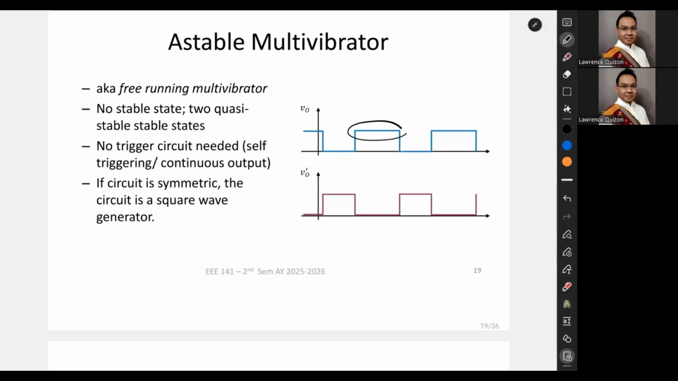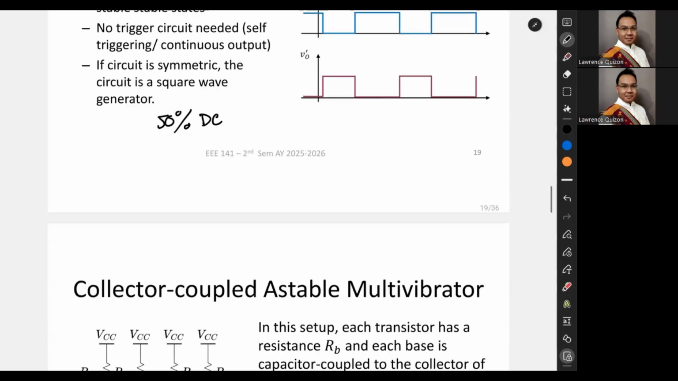Then there is no trigger circuit needed because it's self-triggering. It has a continuous output. It doesn't need you to tell it when to change. And if the circuit is symmetric, this becomes a square wave generator. So here it's asymmetric, but if the circuit has the same components on both sides, these two will be the same width. So then it's a square wave generator of 50% duty cycle.